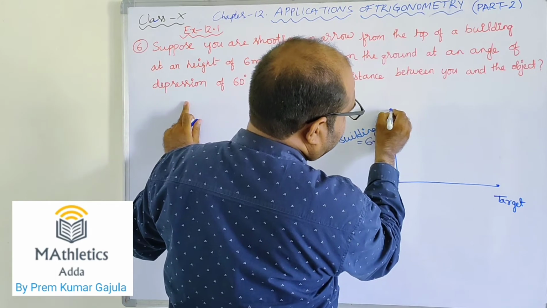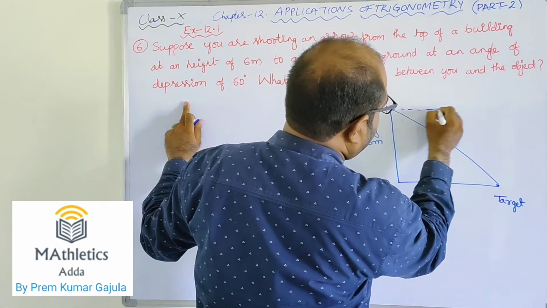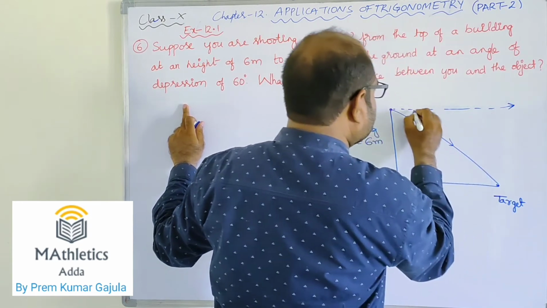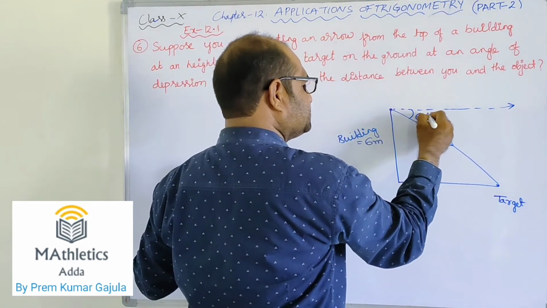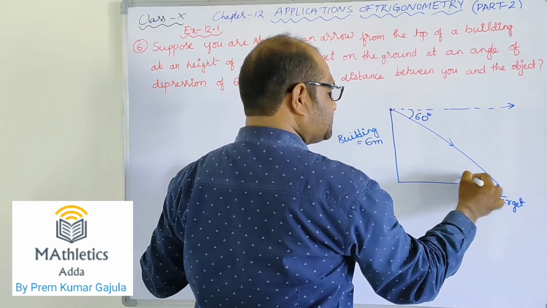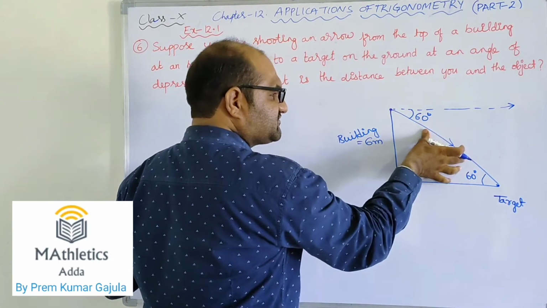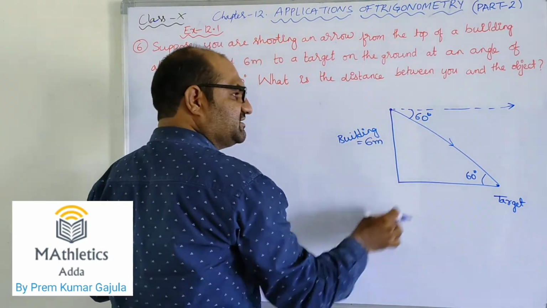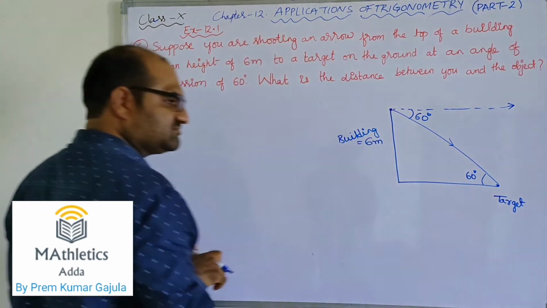Shooting means we have to shoot in the downward direction. So if you draw a horizontal, you will get this angle as the angle of depression, which is given as 60 degrees. And we know that if this is 60, then this will also be 60. Why? Because yesterday we discussed that these two lines are parallel, this is a transversal, and these two angles are alternate interior angles. So if this is 60 degrees, then this will also be 60 degrees.